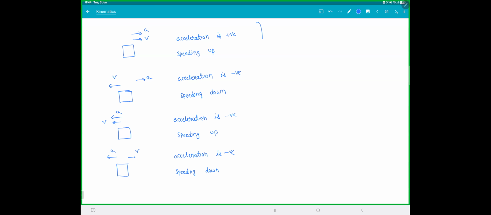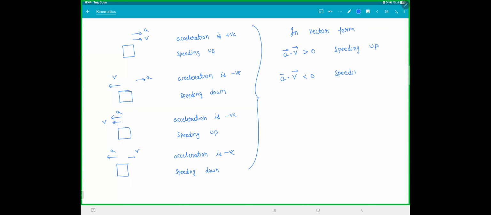This is in one dimension. If you go for 2D or 3D, in vector form, if A bar dot V bar, the dot product, is greater than 0, then the particle is speeding up. If A bar dot V bar is less than 0, then the particle is speeding down.